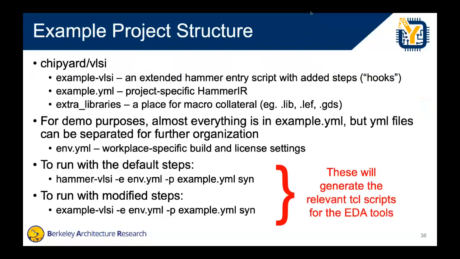So in Shipyard, the VLSI example project structure looks pretty straightforward. There's an example VLSI script, which is basically your main, and this is just a small wrapper around Hammer VLSI. And you have your example.yml, which includes your project-specific Hammer IR, as well as an extra libraries folder, where you would put your macro collateral.